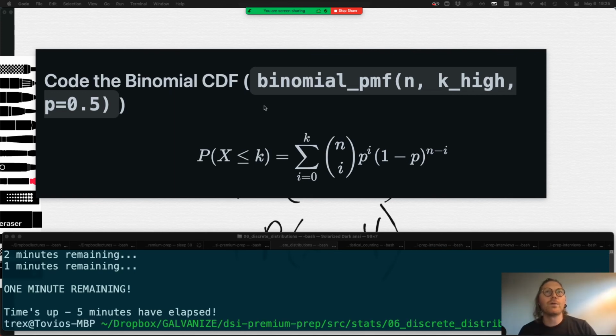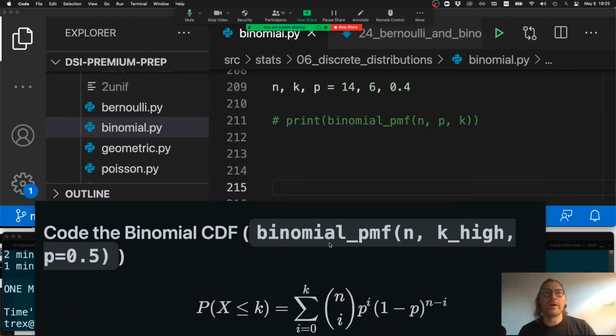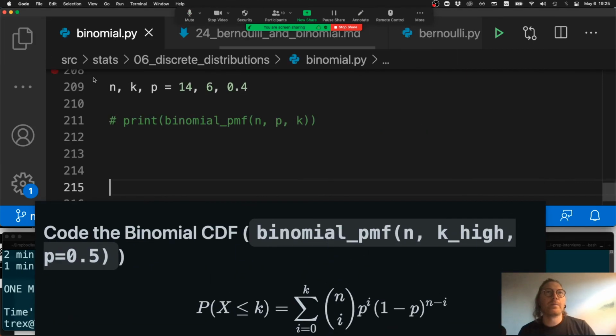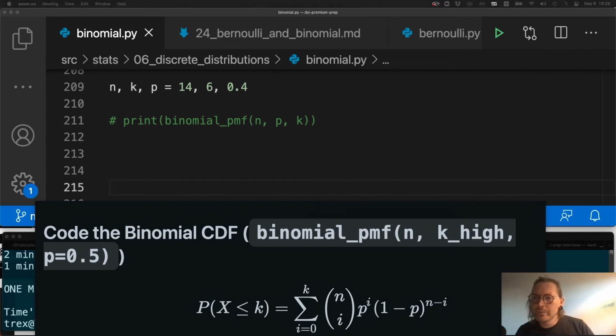Okay, so let's go ahead and code through this. Pull this back up here. All right, so we're looking at the binomial CDF. Sorry, it seems like somebody might have their mic on. If people could check and then mute your mic if it's on. Okay, I think they got it.